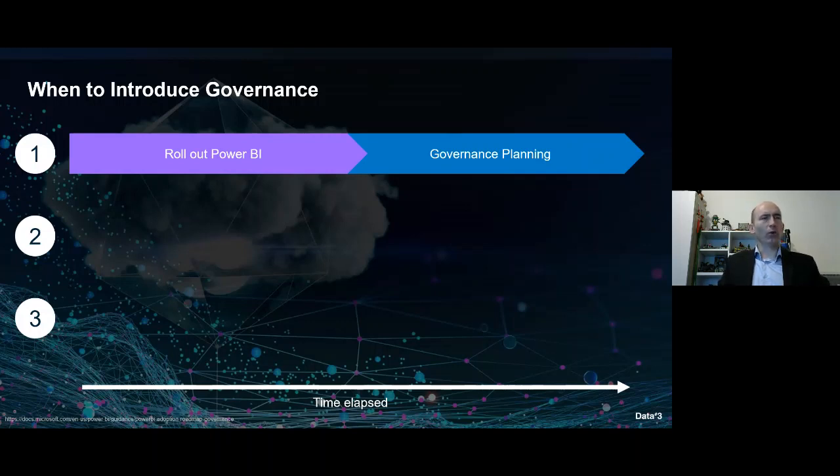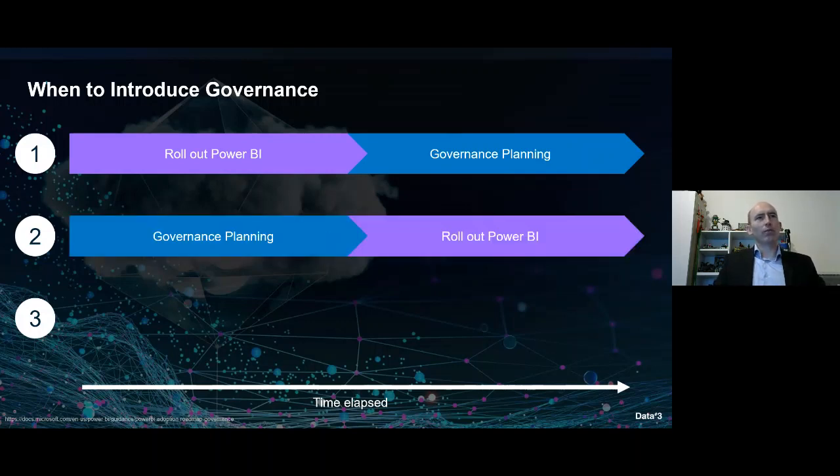If we look at option 2, we switch it. So you do your governance planning, you roll out your Power BI. In theory, this will work great. The problem here is if you spend too long doing your governance, you're not actually doing anything with Power BI, and you're getting delayed when you really don't want to be delayed, which is why we jump to option 3.